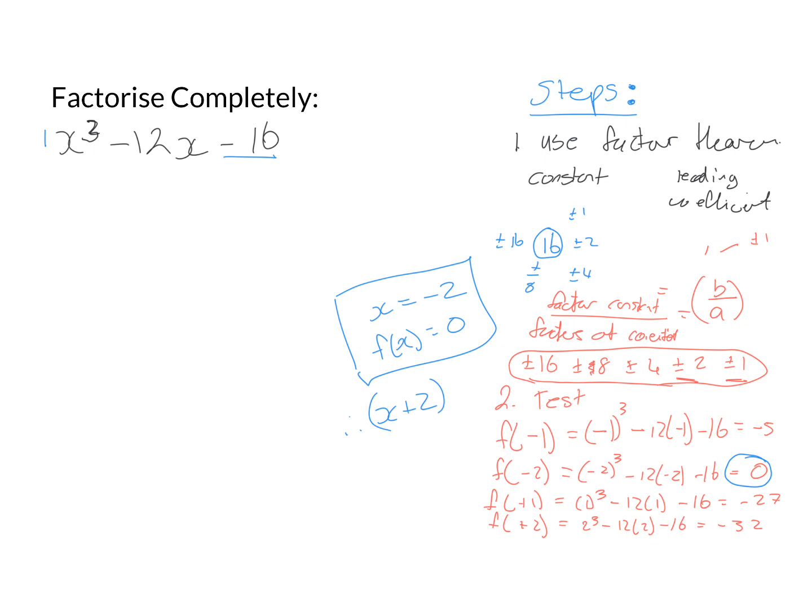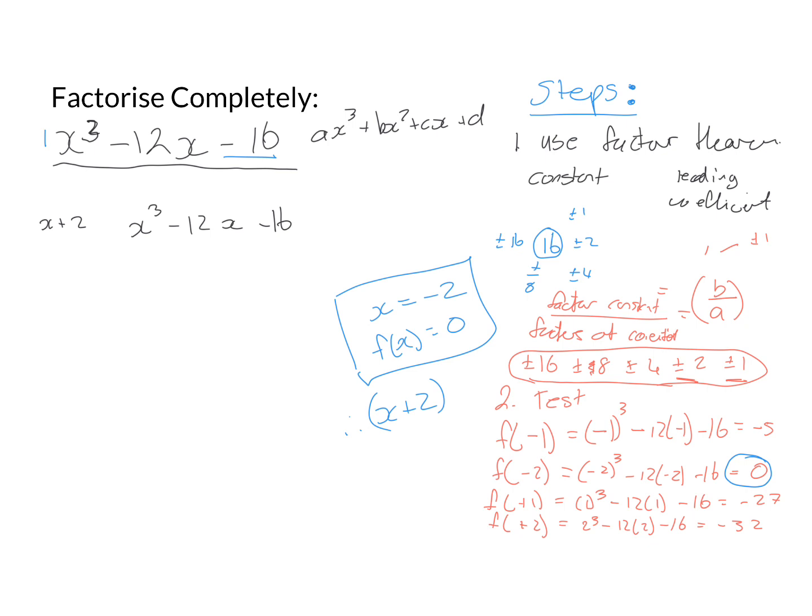So, what do I do with that? Well, now I'm going to take this, because I want to factorize, and I know that x cubed minus 12x minus 16 is my expression, and I know that x plus 2 is a factor of that. The problem that hopefully you see here is this is not in the form of x cubed plus bx squared plus cx plus d. I'm missing the x squared.